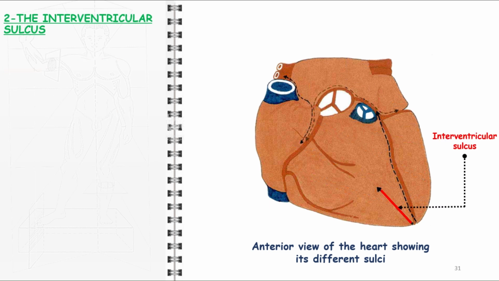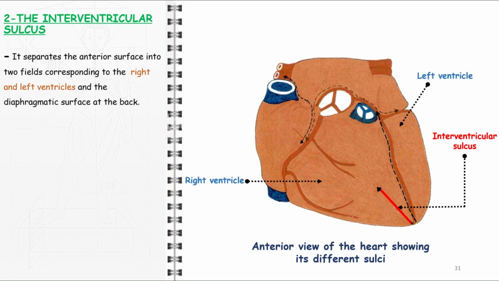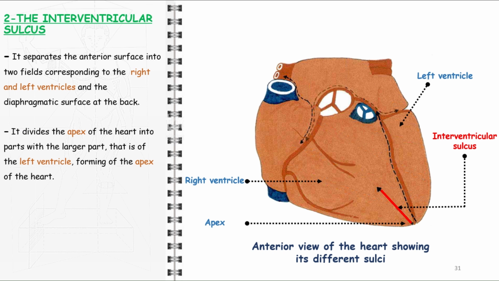The interventricular sulcus separates the anterior surface into two fields corresponding to the right and left ventricles, and the diaphragmatic surface at the back. It divides the apex of the heart into parts, with the larger part, that of the left ventricle, forming the apex of the heart.